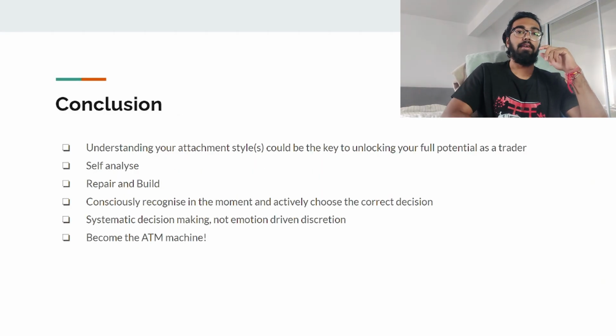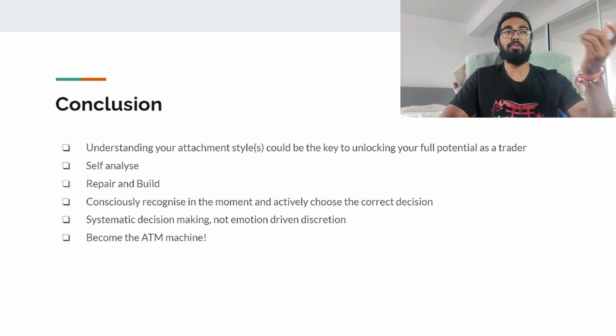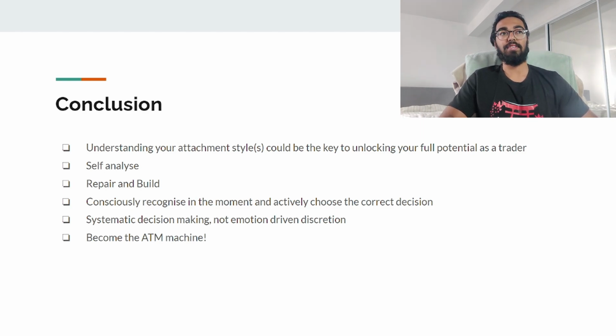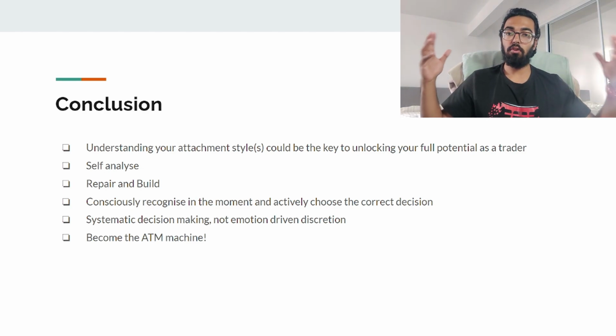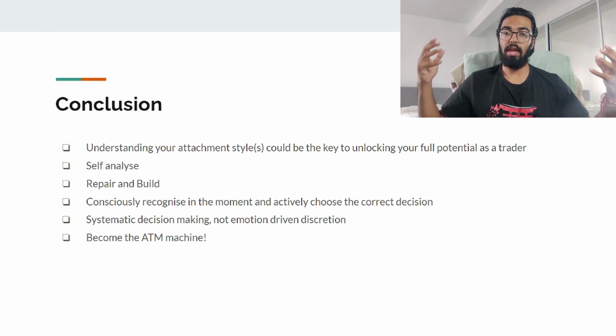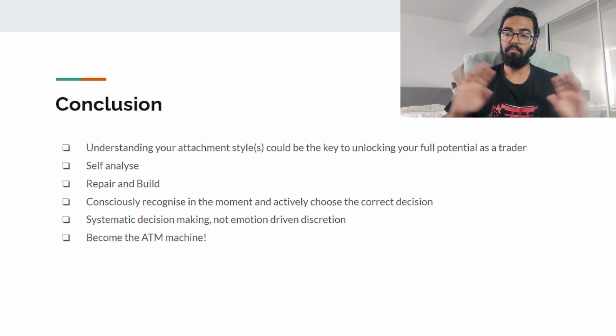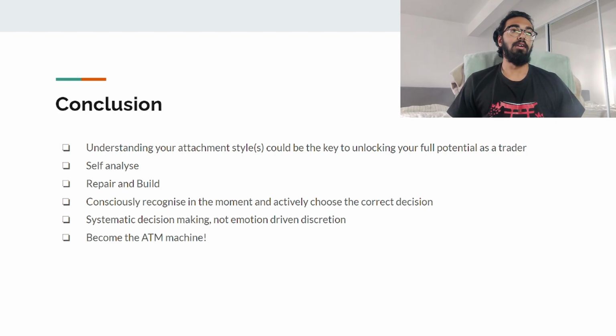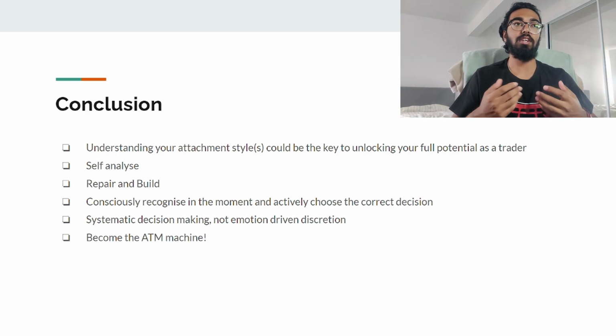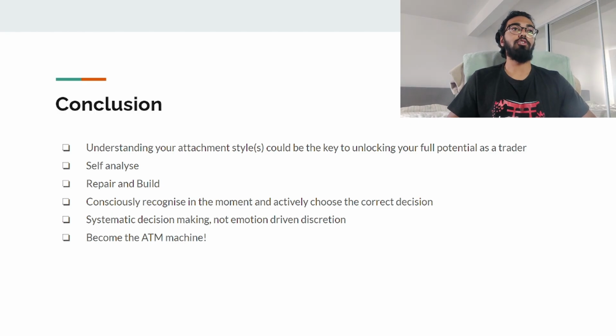So just to conclude, understanding your attachment style or styles could be the key to unlocking your full potential as a trader. So what we need to do is to self-analyze. Once we understand what's wrong with us, we then can begin repairing, building a good foundation for ourselves. Having a good foundation means that when any of these conflicting urges enter your mind, your foundation as a person will be able to resist them. So that's the aim here. Once you repair, you can then start to build on this. You consciously recognize in the moment and actively choose the correct decision.